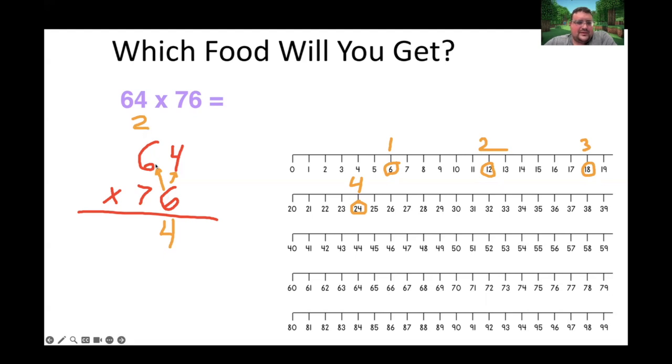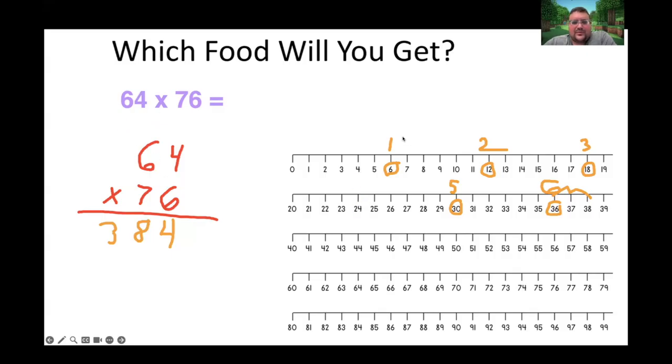And now I want to do 6 times 6. Well, I only have 6 times 4 right now, so I got to keep going. 6 times 5 is 30. 6 times 6 is 36. Don't forget to add 2 more. 1, 2, 38. 38. Now, don't forget, that is only part 1 of this.